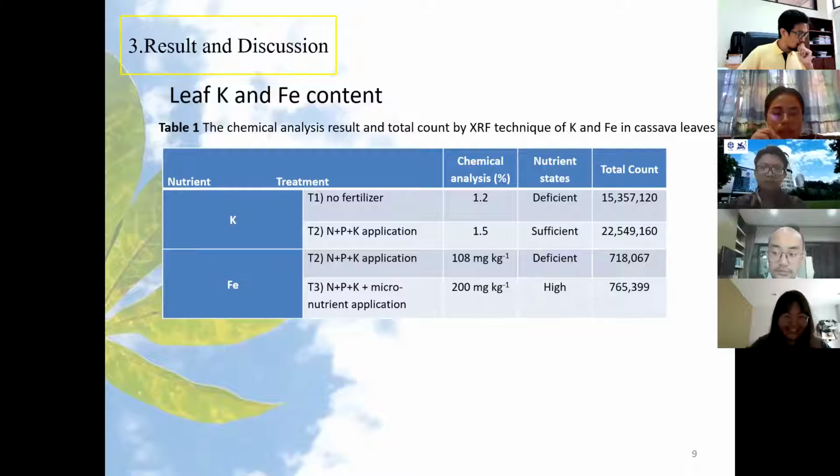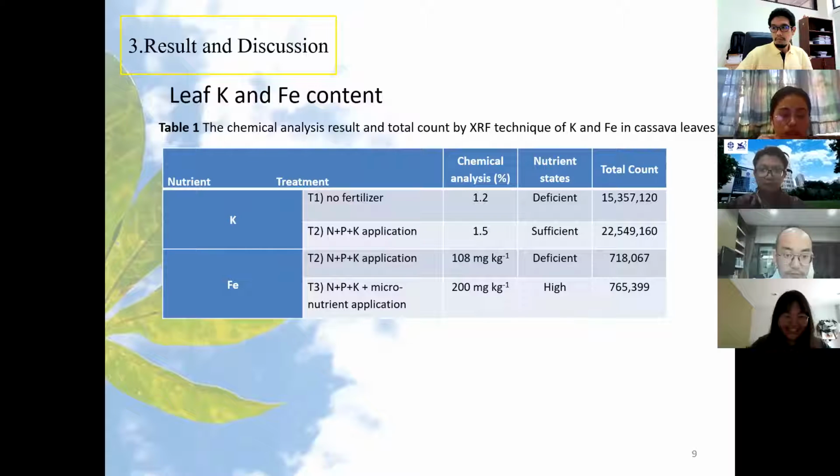Similar to chemical analysis, the XRF spectrum of potassium in cassava leaf of treatment 1 was lower than that of treatment 2 in table 1. The consistent result of both methods may imply that the XRF analysis could be used to determine the difference in potassium content of cassava leaf.